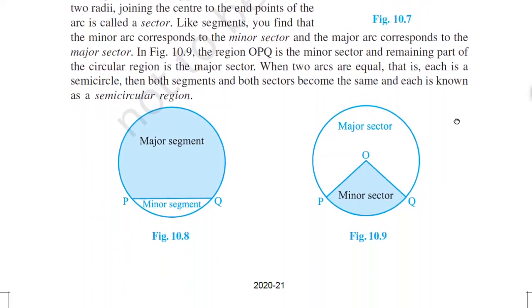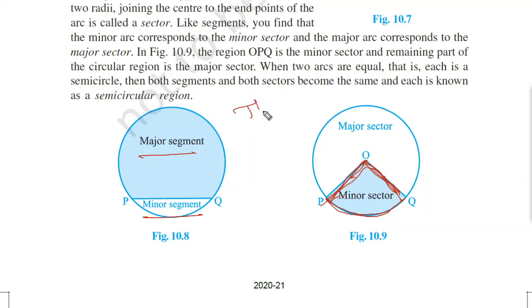Then we will move to sector. Here it is major segment and minor segment. Now we will move to sector. So sector is an area which is enclosed between two radii. You can see OQ and OP. These are the two radii, and there is an arc. So the area enclosed between two radii and an arc is called the sector. You can write it down.